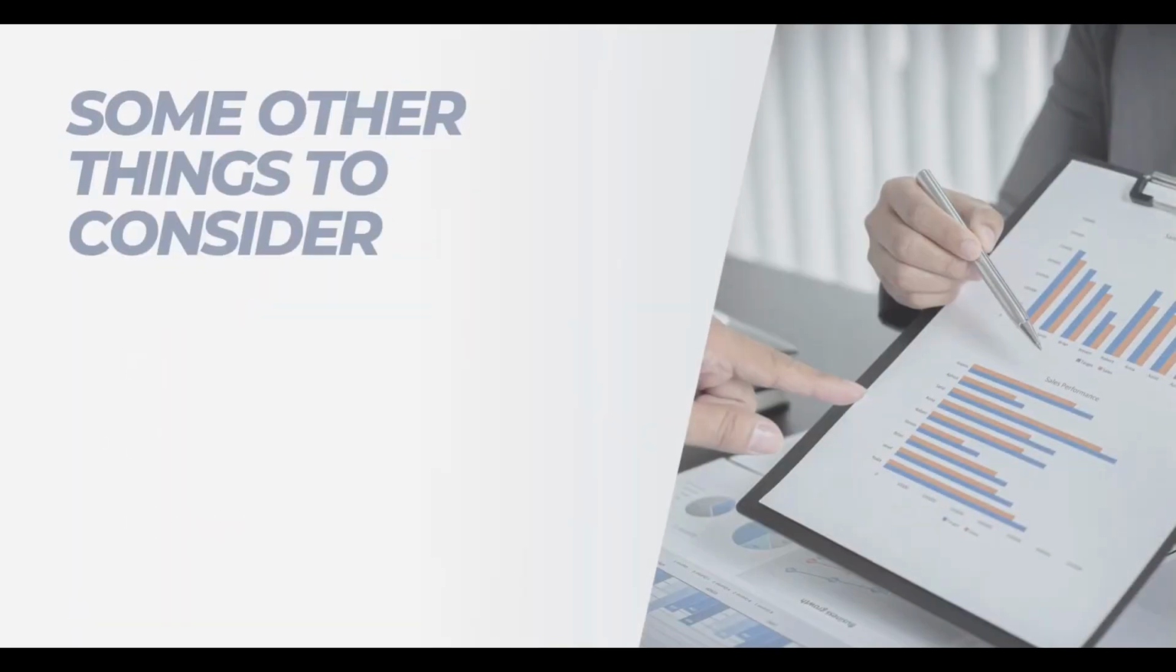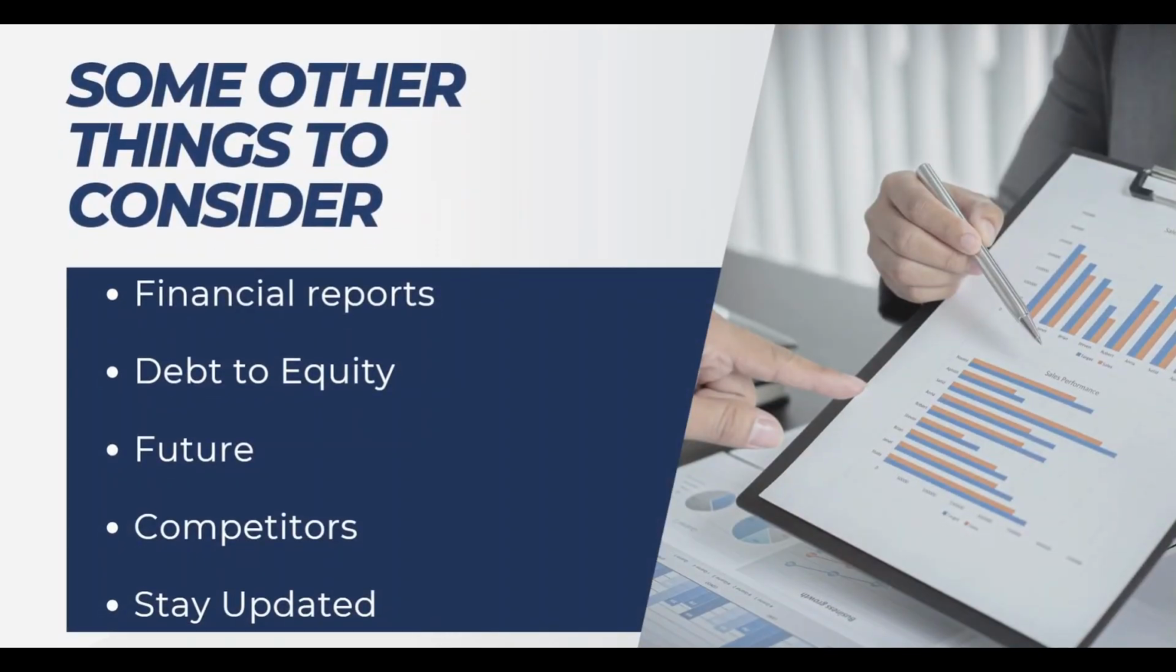Now there are also some other things that we should consider: our financial reports, debt to equity ratio, it should always be less than 1%, and the future of the company, that if that company has some growth opportunities in the future or not, what are the company's competitors, if the competitors are better than this company in which we are planning to invest or not. And last one is to stay updated, because we have to keep a track of our investments. I'm not saying that we should check it daily, but at least we should check it twice a month.